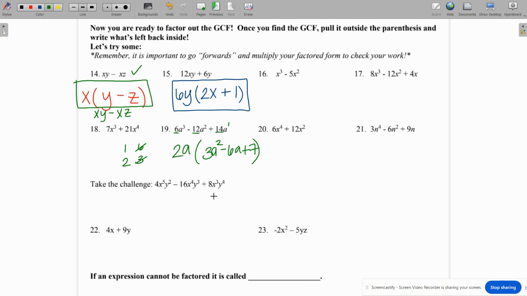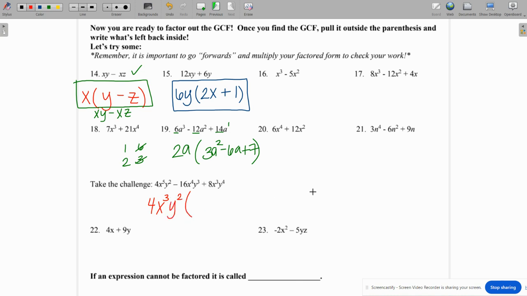Let's go. We'll do the challenge for our last one. So 4x to the 5th y squared minus 16x to the 4th y cubed plus 8x cubed y to the 4th. Of 4, 16, and 8, 4 will be part of our GCF. Of x to the 5th, x to the 4th, and x cubed, x cubed is the smallest, and x is part of every term, so it's going to be part of the GCF. Y is also part of every term. The smallest exponent is squared, so y squared.